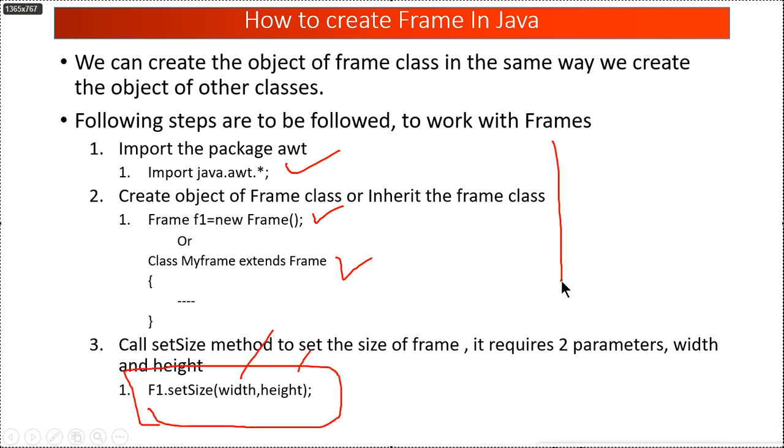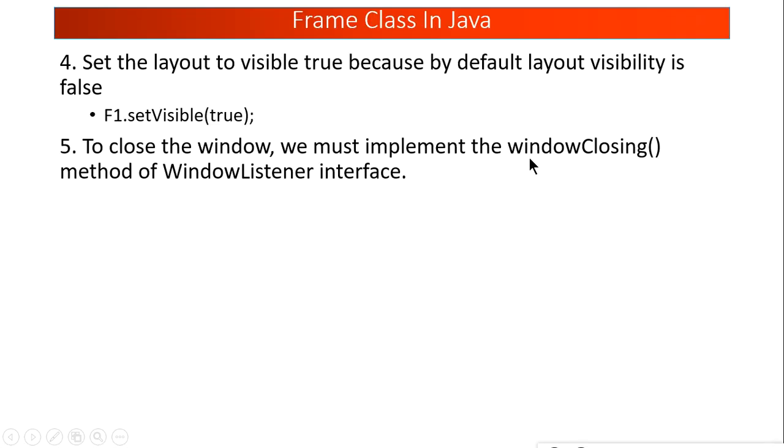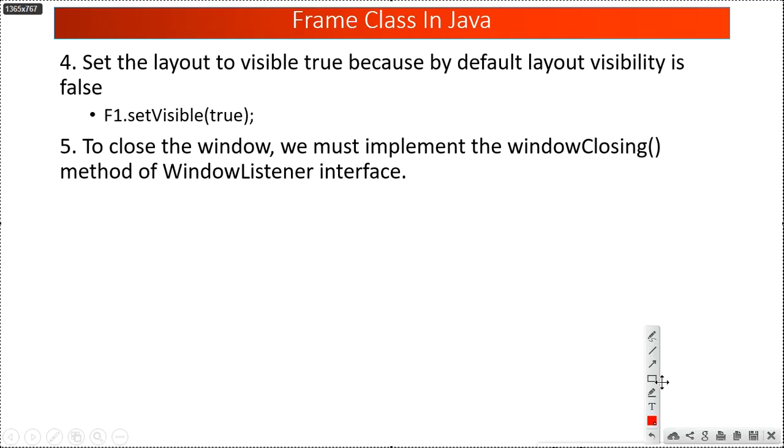Let's say you want to create this box. What is the size of the box? Let's say 300 width and 400 height. So you can do this using the width and height properties. Once you have this, you have to set the visibility of the frame to true as well. Whenever you create a frame, it will not be visible to you by default. You have to set the visibility property of this frame to true. Only then you can see the object.